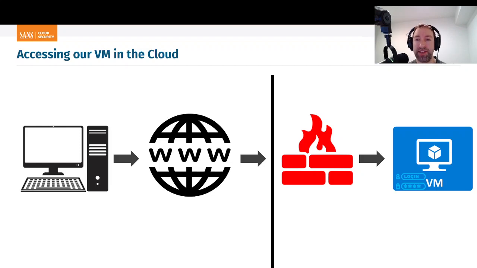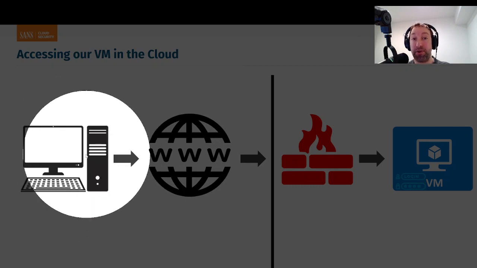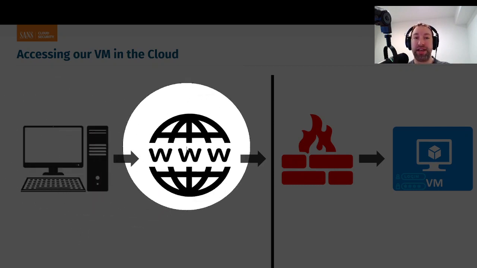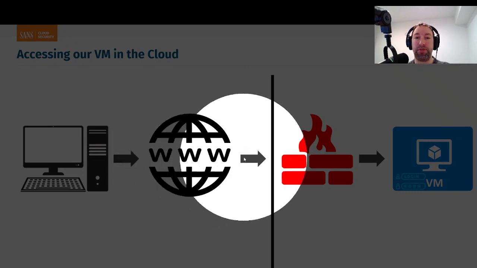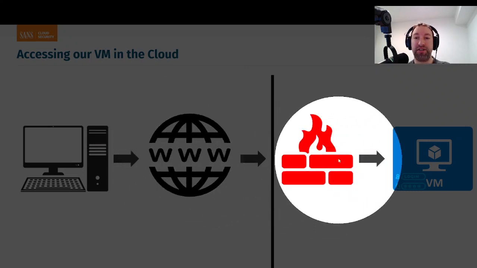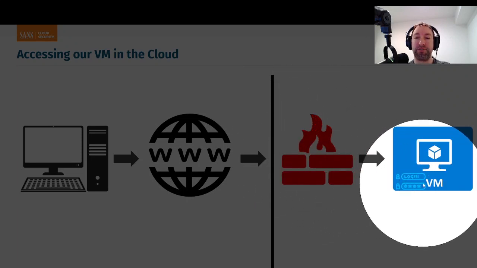Here's generally my depiction of what it looks like. You have your machine over here. This is your desktop, your laptop, your phone, whatever it is, and you're using the internet as a network backbone. You're going through the firewall. This is the security group or the network security group, and then you're accessing the virtual machine.